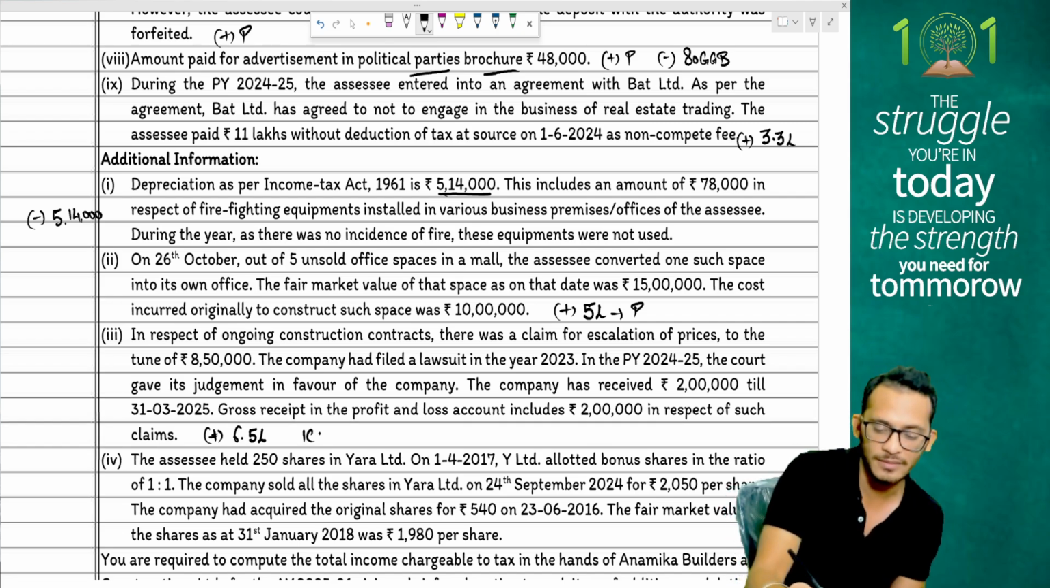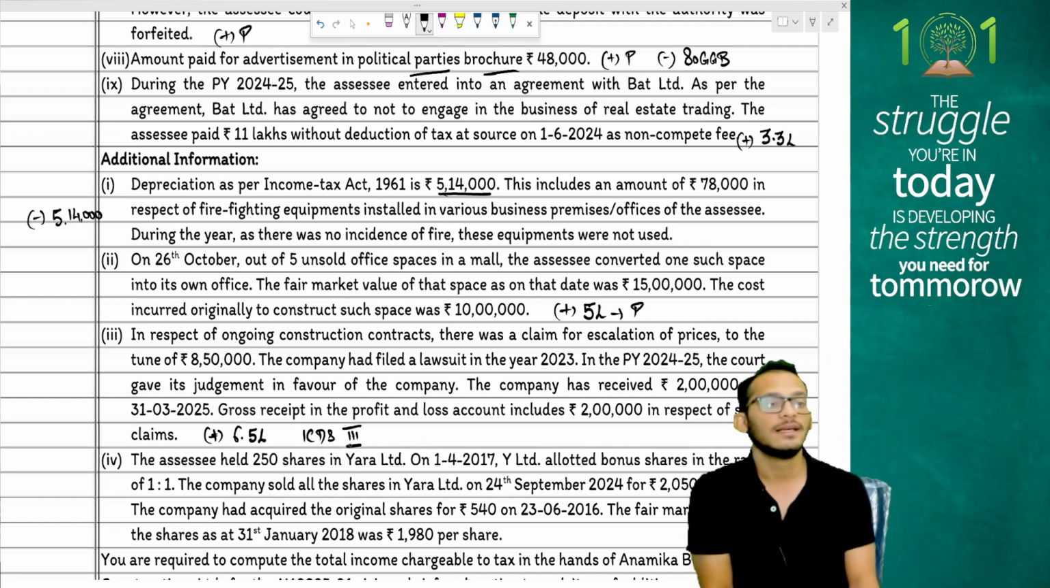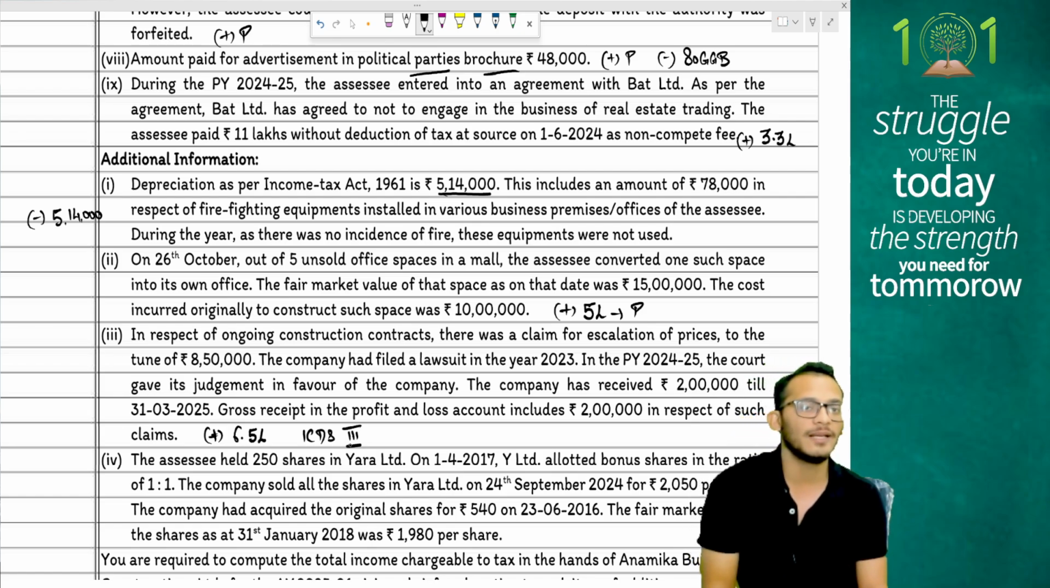We are in ICDS number 3. Where have I written this, people? You will find it on the last page of your PGBP, called special adjustments. If you look at your PGBP last page, special adjustments, you will find this line. If not, then you will find it in ICDS last. You'll find it there: escalation in price.